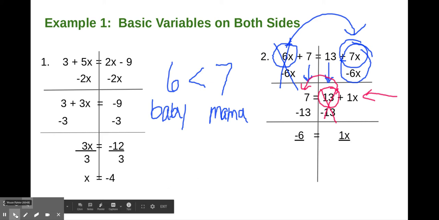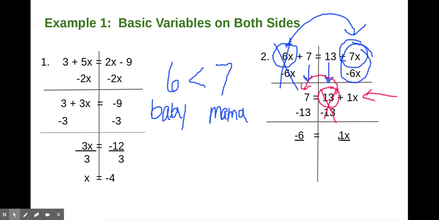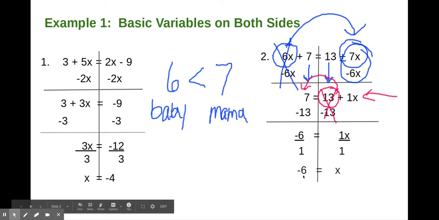To get x by itself, we're going to do the inverse of multiplying, which is to divide. And so what are we going to divide by? We're going to divide by the coefficient. Again, the coefficient is the number before the variable. So I'm going to divide both sides here by 1. So the left side by 1, the right side by 1, and negative 6 divided by 1 does give us negative 6. So negative 6 equals x.